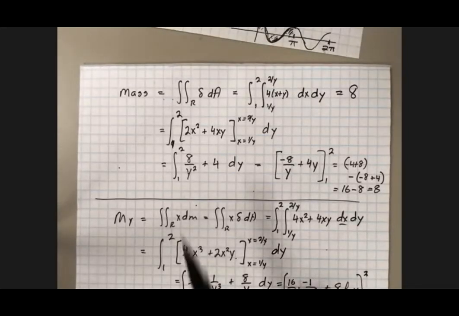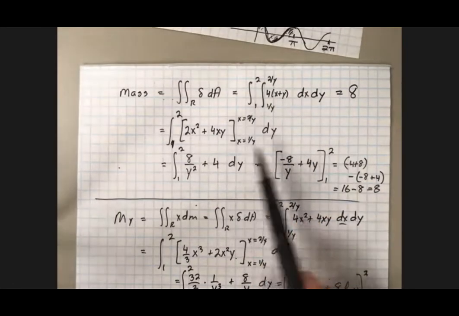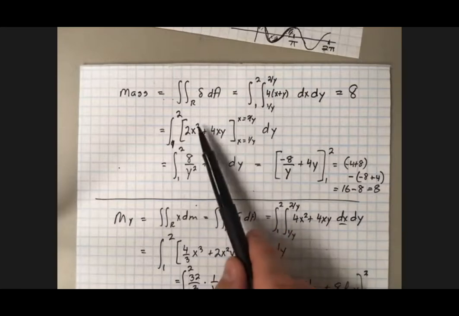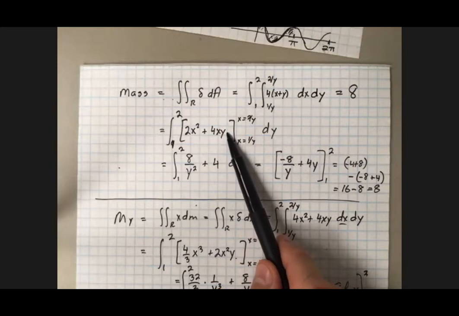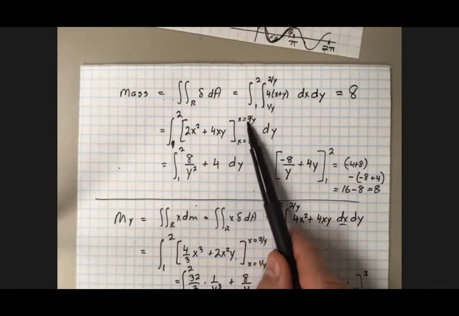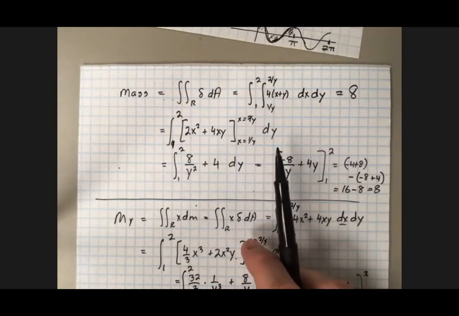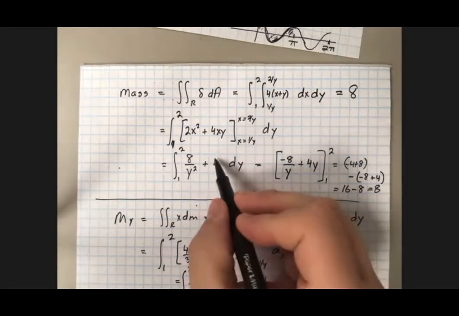We were right here. We have our region. We have our limits from 1 to 2. We evaluate this. We have first 8 over y squared. Then we have 8. Is this 8 right here? Is this an 8 itself right here? When I plug in 2 over y, is this 8x? What am I missing? Is this simply an 8?